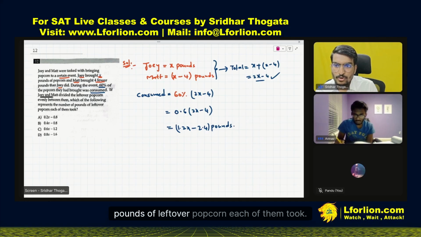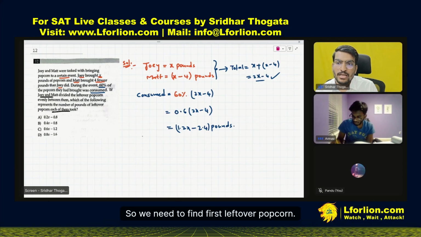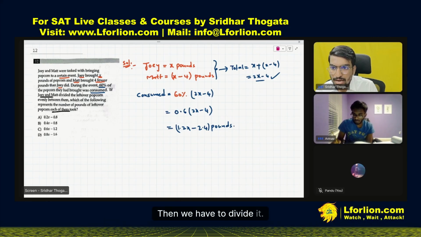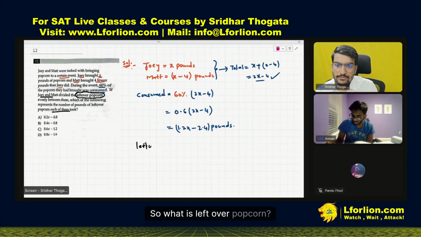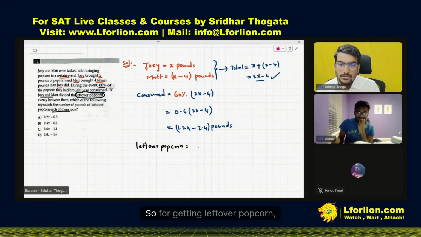If Joe and Matt divided the leftover popcorn evenly between them, which of the following represents the number of pounds of leftover popcorn each of them took? So we need to find the leftover popcorn first, then we have to divide it. So what is the leftover popcorn?